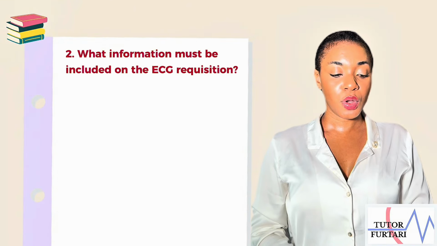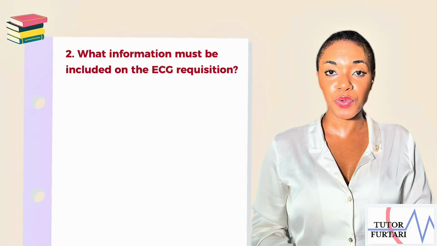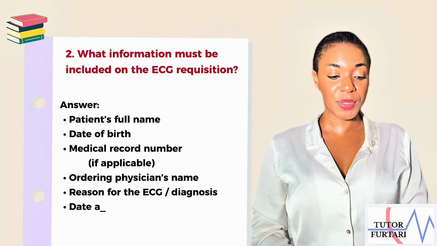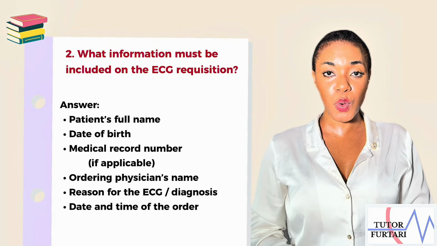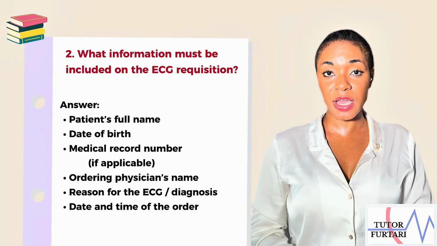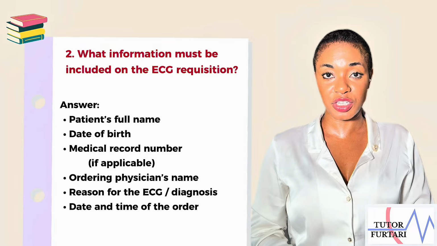Question 2. What information must be included on the ECG requisition? Answer will be patient's full name, date of birth, medical records, ordering physician name, reasons for ECG or diagnosis, and the date and time of ECG performed.